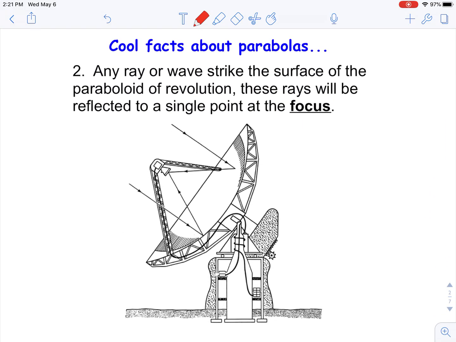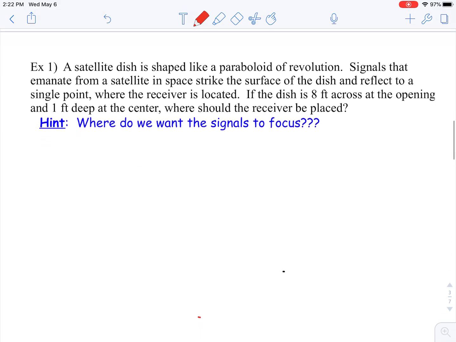Vice versa, if we look at a satellite dish like this one, as rays come in and bounce off the satellite dish, those rays, no matter where they hit the satellite dish, will always bounce directly to this one point that we're referring to as the focus point again. So even if I had a ray that came in and hit the satellite dish right here at the end, it would still bounce straight to that one point.